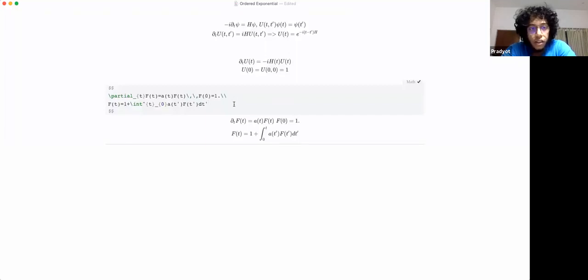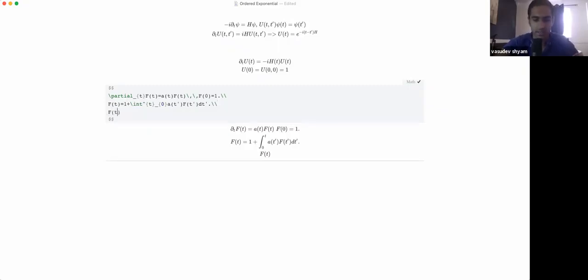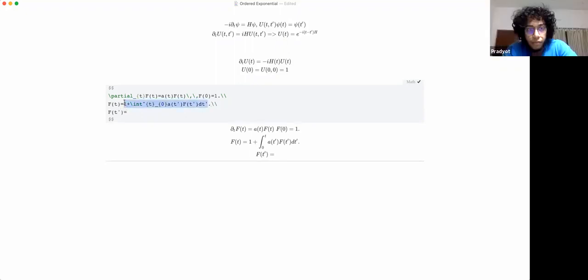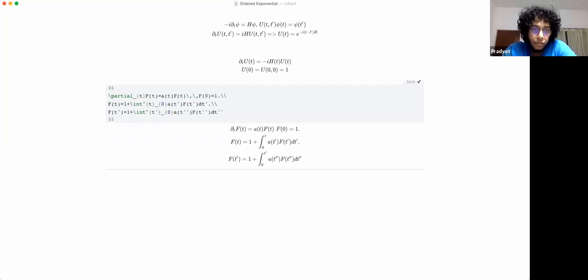So from here, you see there's an f on either side of this equation. What's to stop us from saying that f of t prime is also given by this expression, except now I'm going to be putting t double prime here, and t prime here? And then this just goes on.